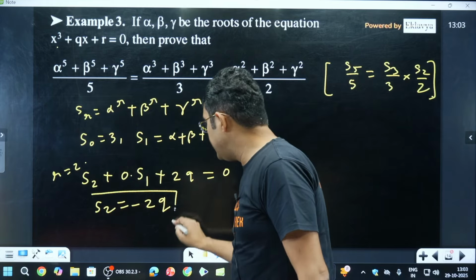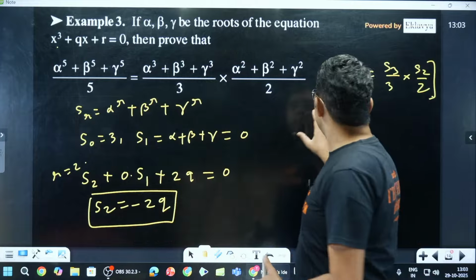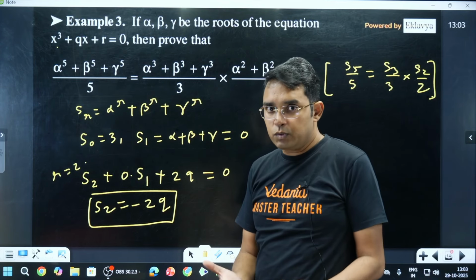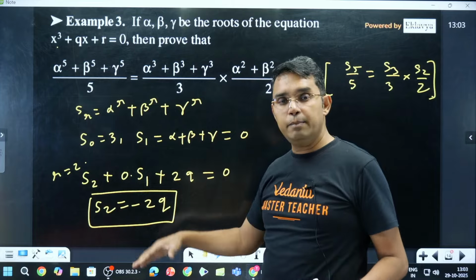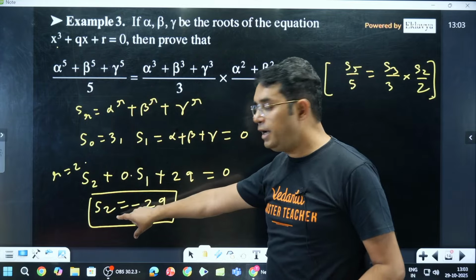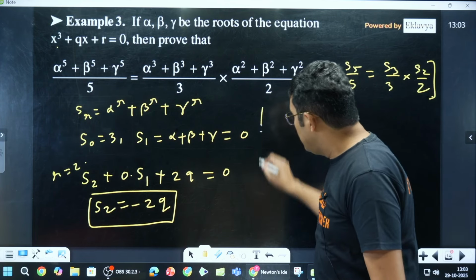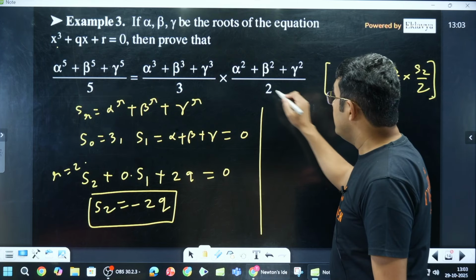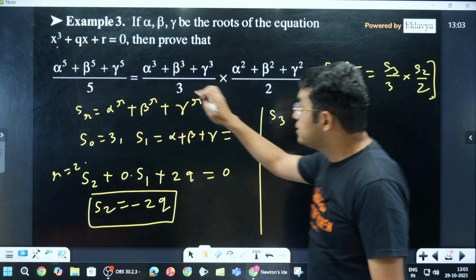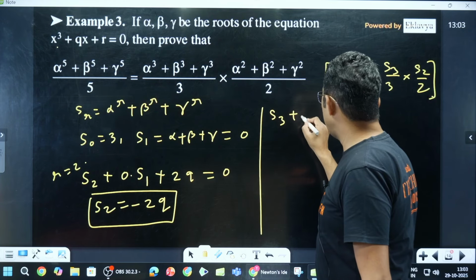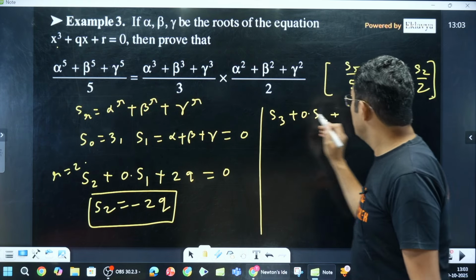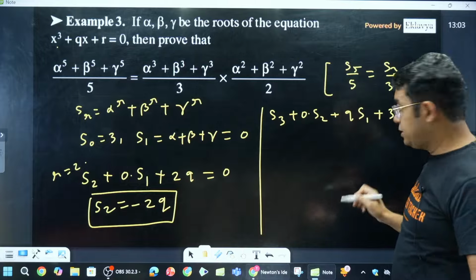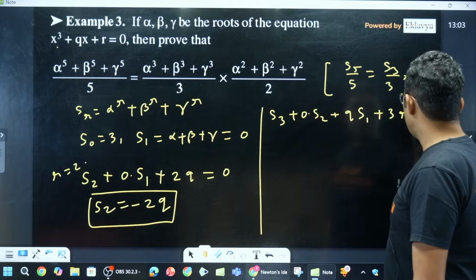In fact, some of you may say, sir, this could have been done directly also, because we just have to do alpha plus beta plus gamma whole square, which is equal to alpha square plus beta square plus gamma square plus 2 times alpha beta plus beta gamma plus gamma alpha. We can write S2 that way also. That is fine. But I am now finding S3, then S5 also. So S2 is found. Now we have to find S3. If I start with 3, S3 is 0 times S2 plus Q times S1 and R times S0, which is 3. Both ways I have told you it will be 3.